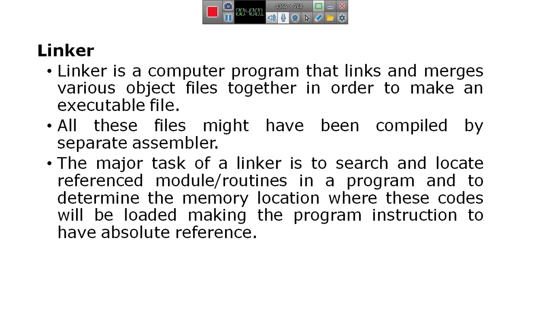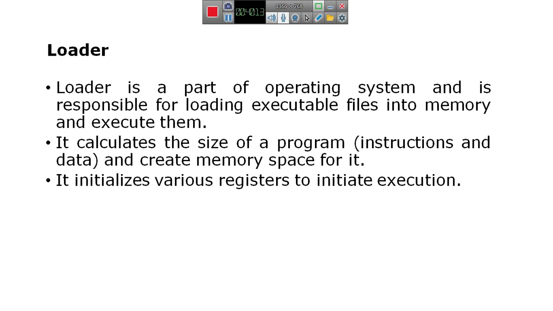It combines the library code and object code into an executable code. So this is the use of a software called linker, and another one is the loader.